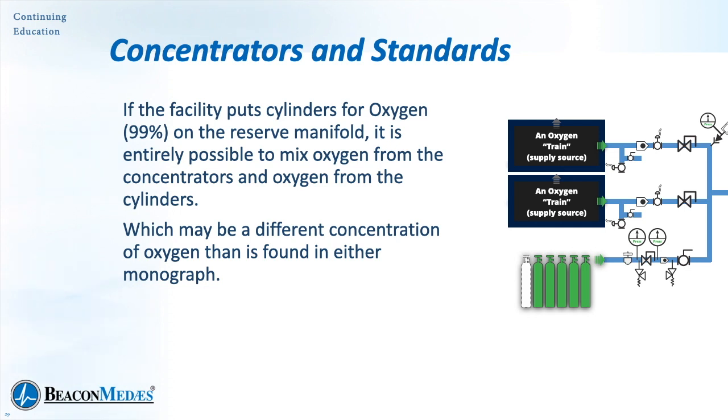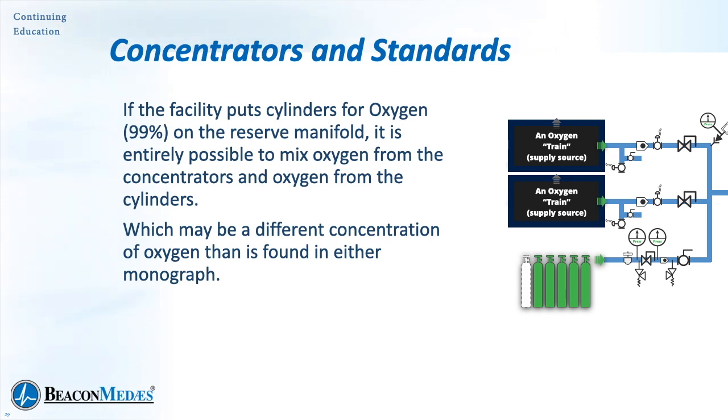Now, if we look at this, we've got two oxygen 93 sources in the form of oxygen trains, and then we have a cylinder source. Well, if I go buy those cylinders from a traditional gas supplier who's using an air liquefaction process, those cylinders are going to contain oxygen 99. The concentrators are going to pack oxygen 93, which of course has a concentration of 90 to 96%, and the cylinders will have a concentration of 99%.